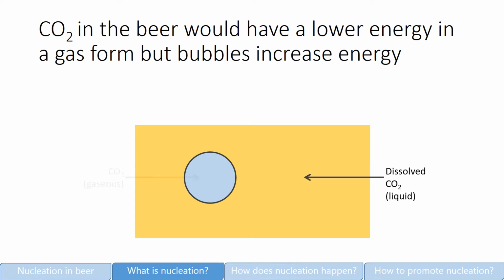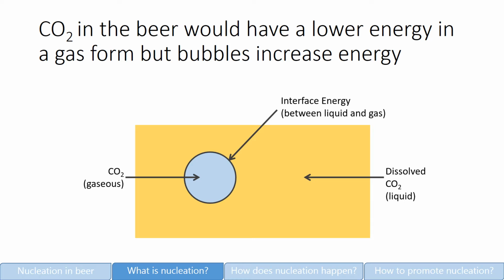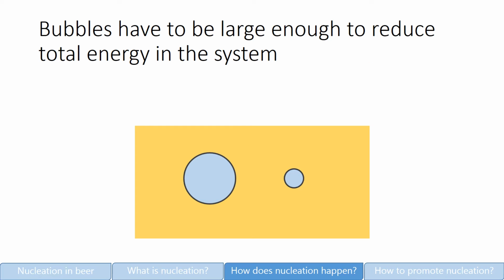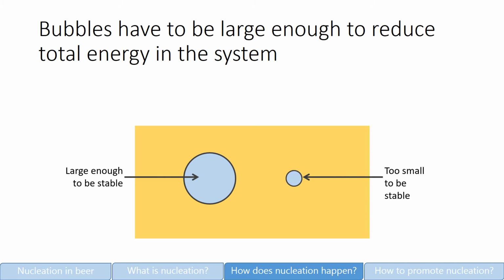The formation of the bubble creates a high energy interface between the gaseous carbon dioxide and the rest of the liquid. At this temperature, the CO2 would save energy by being a gas. There has to be enough energy saved by switching to gaseous CO2 to overcome the surface energy created by the bubble. This energy trade-off happens at a critical bubble size. Bubbles below this critical size will collapse and redissolve, while bubbles larger than this will stabilize.